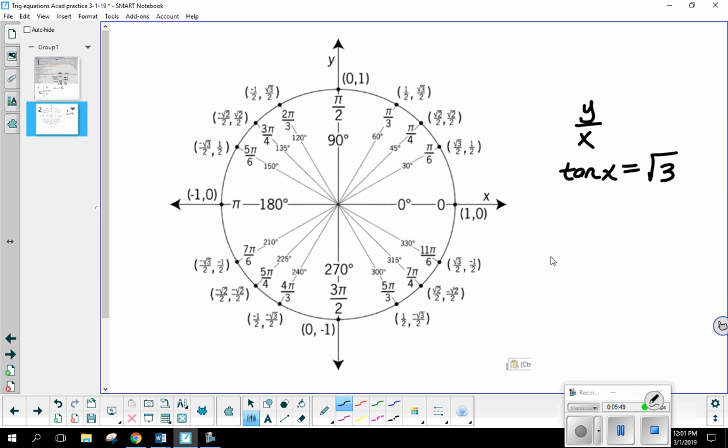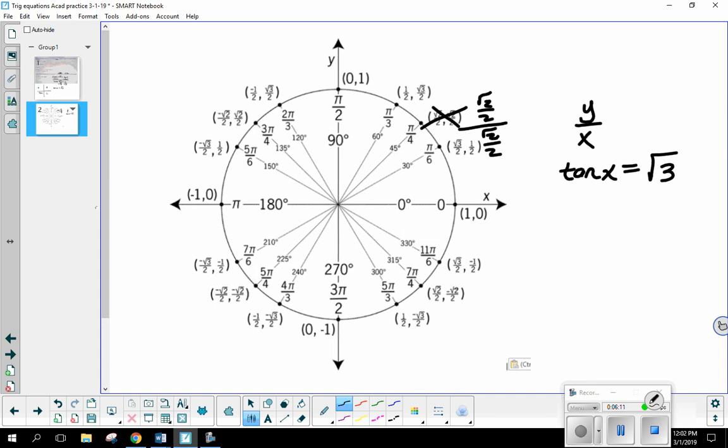Well, for example, I can already eliminate pi over 4 because what's square root of 2 over 2 divided by square root of 2 over 2? That's just 1. So see, I'm looking for the ordered pair where y divided by x would give me square root of 3. So it's got to be 30 or it's got to be 60. Which one do you think? 60? Okay, so let's take 60.